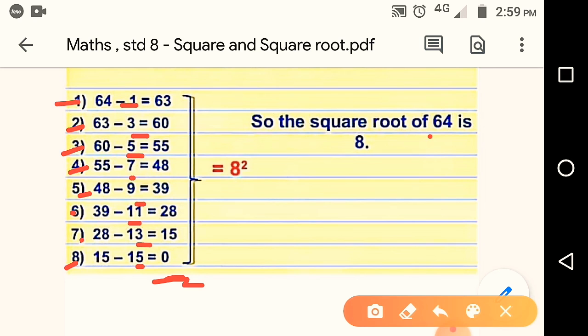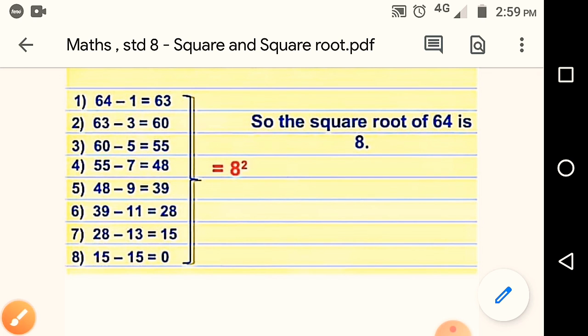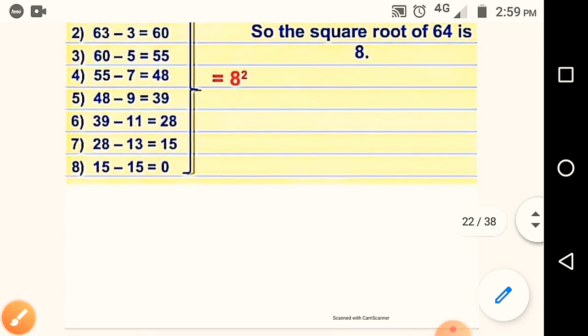So this 64 is a square of 8. So this way you can find out by, this is called repeated subtraction method. So 64 is a square of 8. Same way, if in place of 64 another number is given, same way you go on subtracting till you get 0 and count the steps.